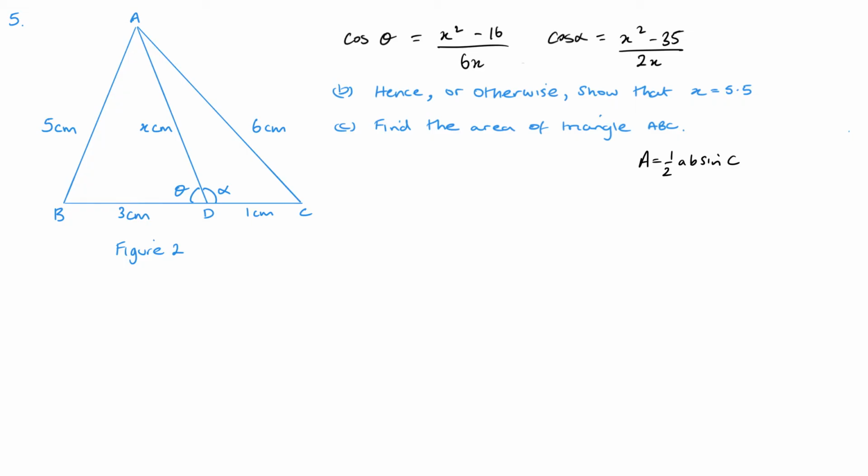Now I'm going to go with this point. I'm pretty confident that this one is correct, and I've shown this to be correct. But since they gave us this and they've given us this, I'll use these two to be safe with this final part of the question. And this will allow me to find theta. So cos theta is 5.5 squared minus 16 over 6 lots of 5.5. And then, of course, I want to inverse that for theta.